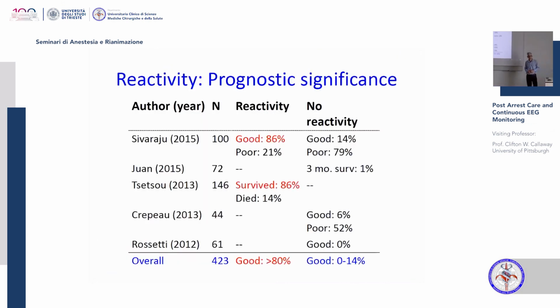And this is highly correlated with good outcome. If somebody develops a reactive EEG, then 80% of those people in the series that have been published have good outcome. So the recurrence of a reactive EEG is one of the strongest sources of enthusiasm you can have when you're monitoring the patient.